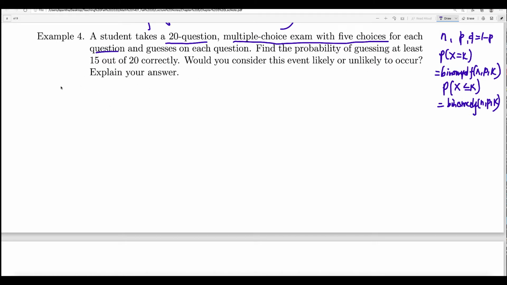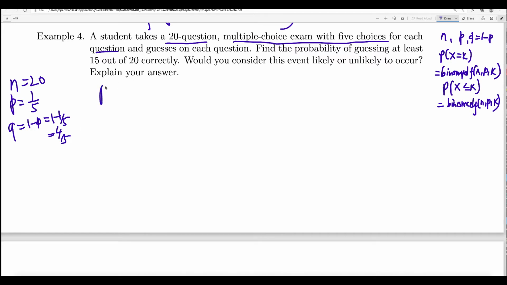So let me write down what n is. n is 20, the total number of trials. How many questions he has to guess is 20, right? For each question, how many choices are there? 5. If he randomly guesses one of the choices in one trial, what is the probability that he will hit the right choice? The probability of success is 1 out of 5, because there is only one right choice and there are 5 choices for each question. So what will q be? q will be 1 minus p, that is 1 minus 1/5, that is 4/5.